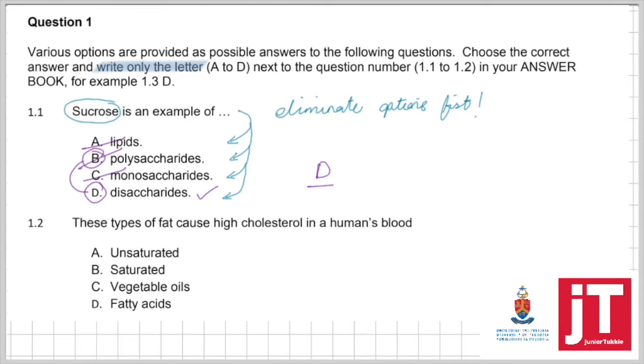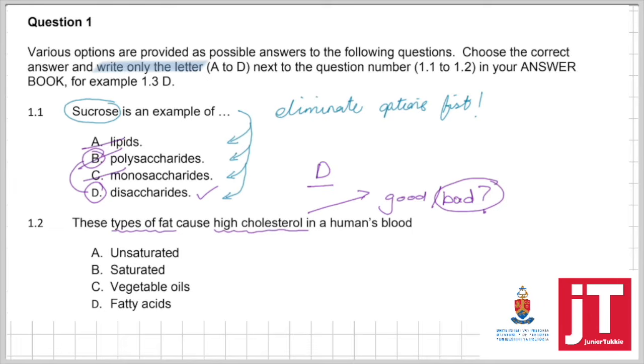Let's look at the next question, 1.2. These types of fat cause high cholesterol in a human's blood. Now our options: A, unsaturated; B, saturated; C, vegetable oils; and D, fatty acids. Now, what do we know about cholesterol, particularly high cholesterol, because that's what we're looking at here. We need to identify the type of fat that causes high cholesterol. Now, is high cholesterol a good or a bad thing for our body?